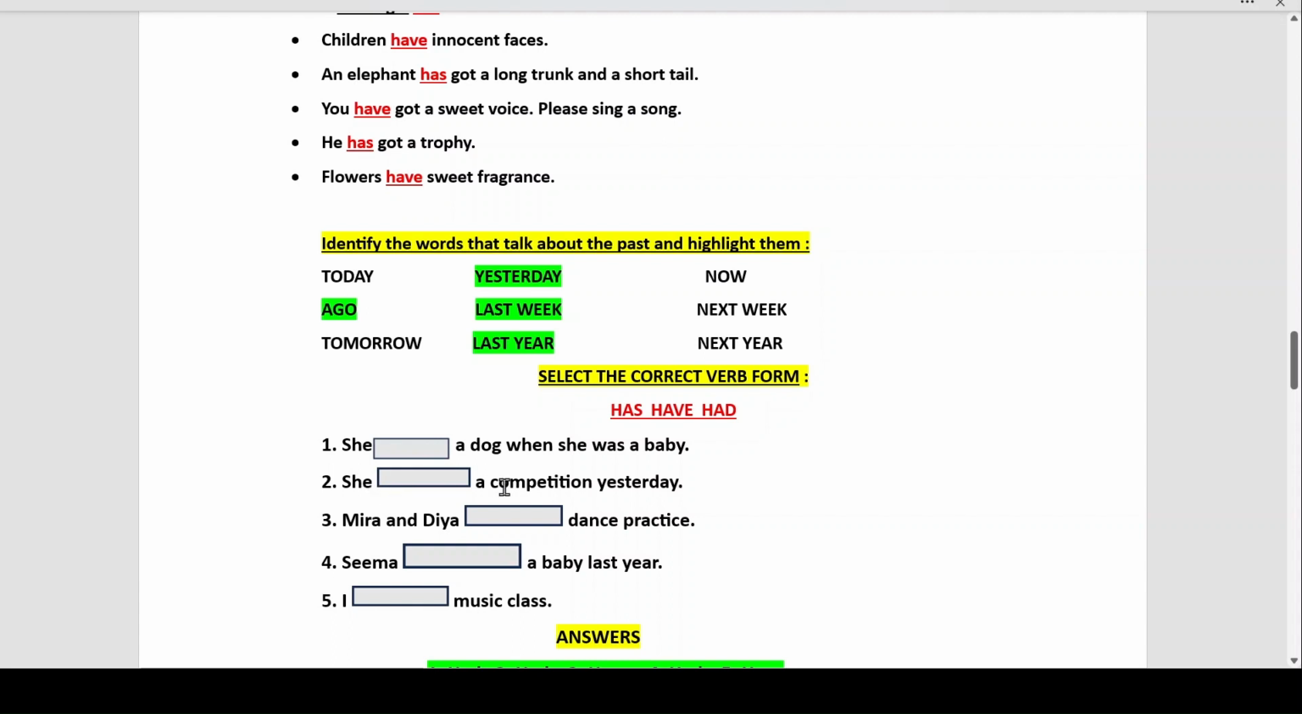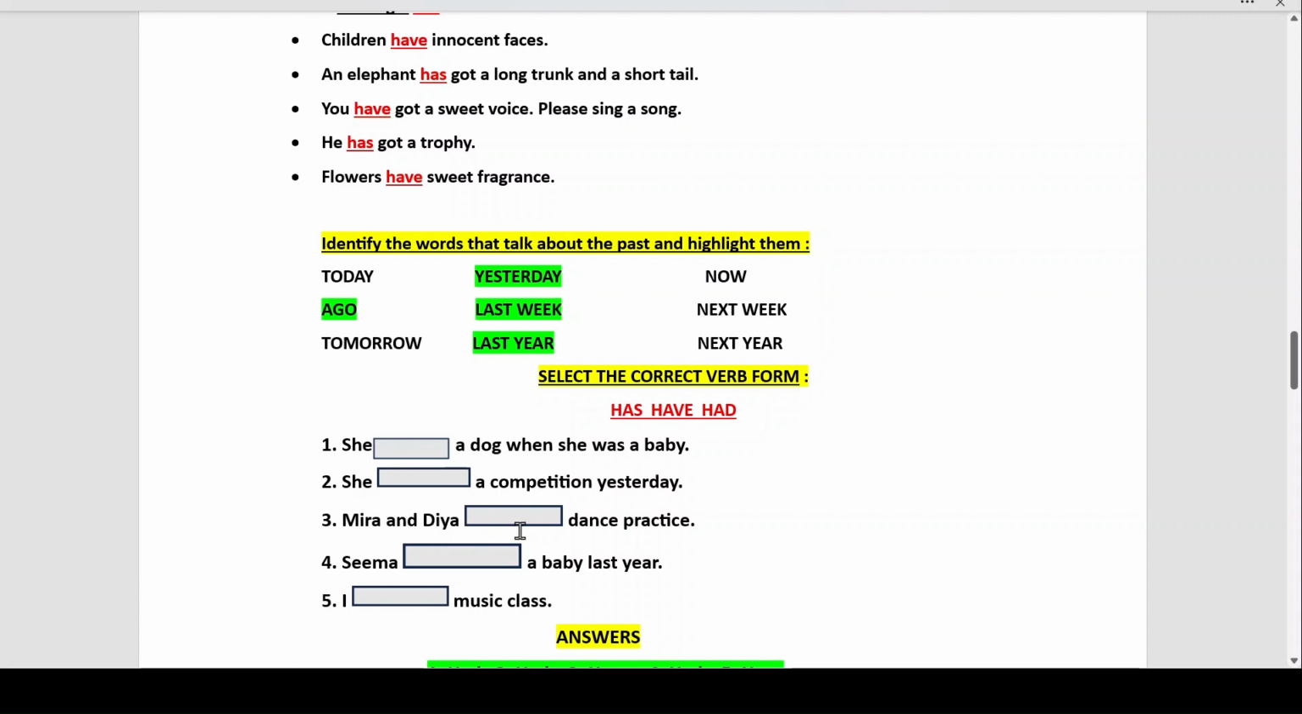Second, she dash a competition yesterday. Check out your subject first. She is your subject. It is singular. It is in the third person. So we can use either had or has. But we are talking about a competition which happened yesterday. So, in the past. So, she had a competition yesterday.